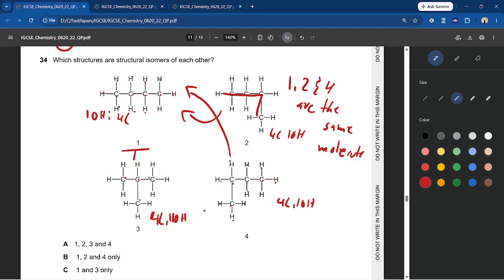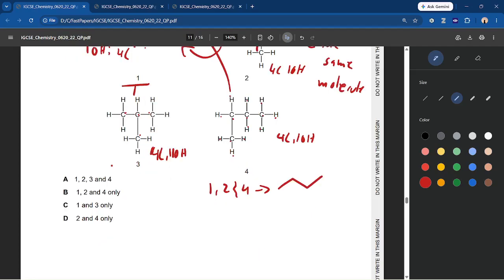If we do the skeletal formula, 1, 2, and 4 all look like, let's say for example, this, 1, 2, 3, 4, but 3 is going to look like this and then like this. So these are all different. So it's going to be 1 and 3 only.